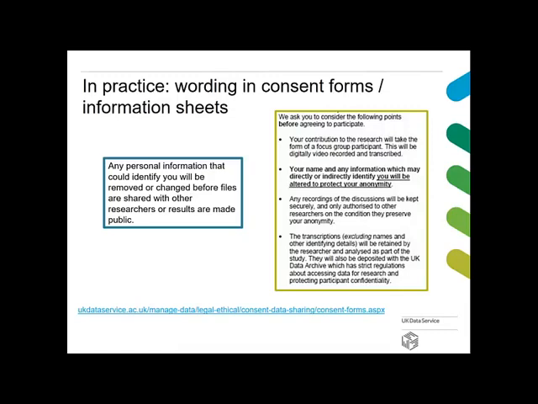And at the bottom here, I've included a link which will link directly through to our website, and we've got various examples of consent forms which have been used by other projects which you might like to look at and see the way they've dealt with consent.